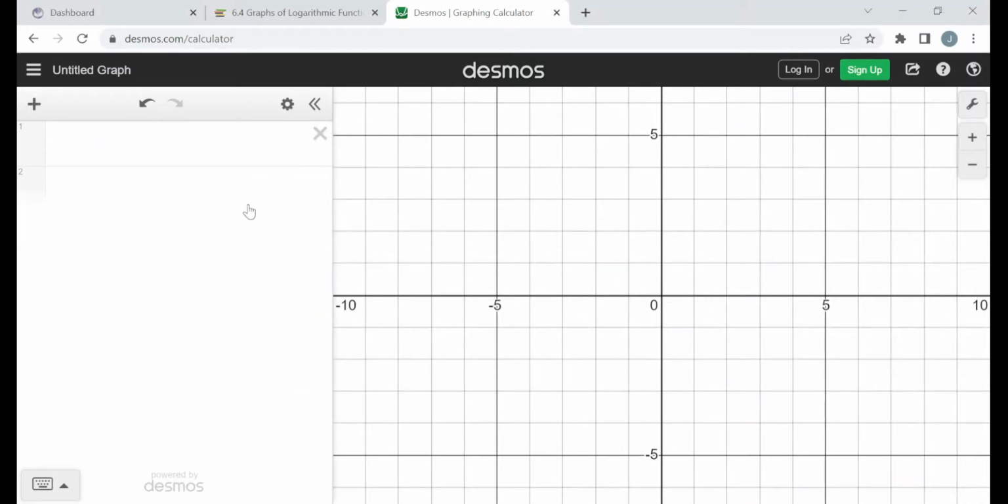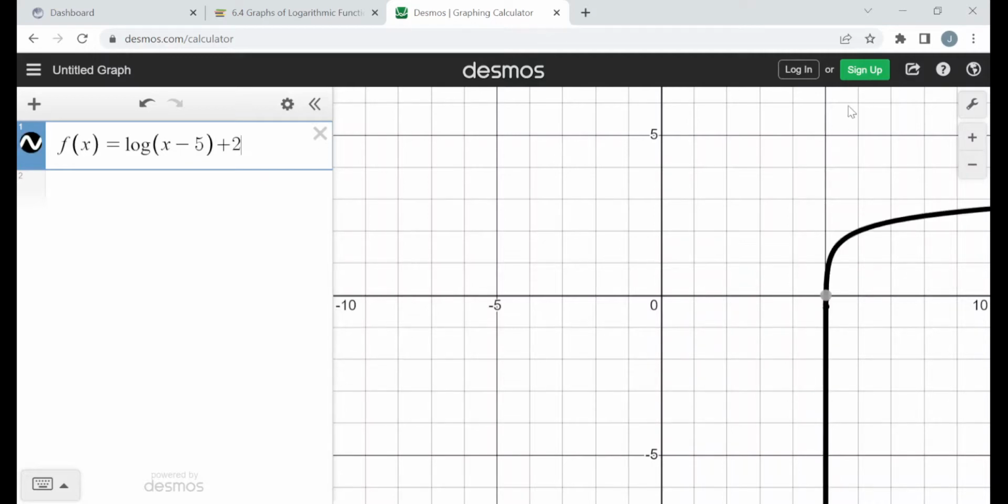After this example, I'm just going to find the domain, range, and asymptote and leave the graphing to you. So f of x equals the log base 10 of x minus 5, and then plus 2 moves that graph up 2. And I hope you can see x equals 5. This line here would be the asymptote. There's (5.01, 0). I said that would be the x-intercept earlier, and then it's got all the points I need on here.